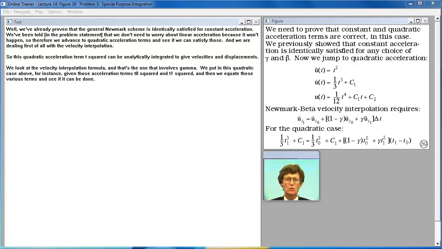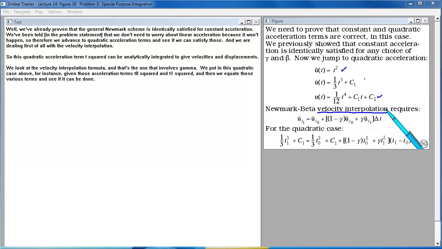We've been told that we don't need to worry about linear acceleration because it won't happen. So therefore we advance to quadratic acceleration terms and see if we can satisfy those when we're dealing first of all with the velocity interpolation. So this quadratic acceleration term t squared can be analytically integrated to give velocities and displacements. We look at the velocity interpolation formula, and that's the one that involves gamma. We put in this quadratic case up above, for instance giving these acceleration terms t0 squared and t1 squared. And then we equate these various terms and see if it can be done.